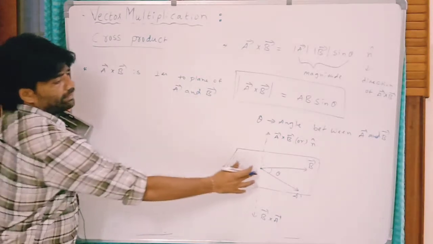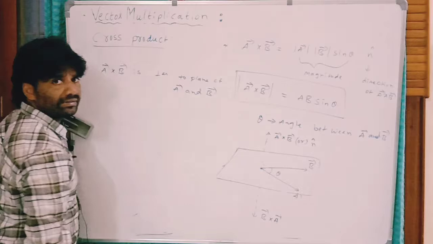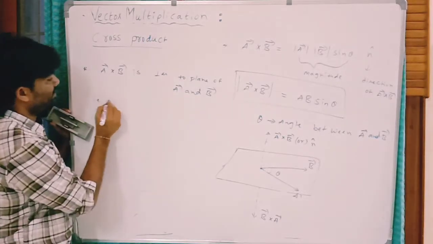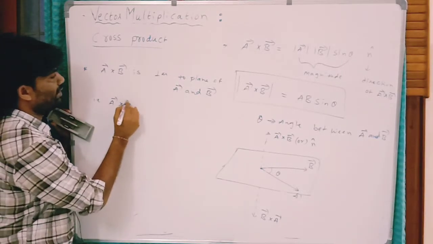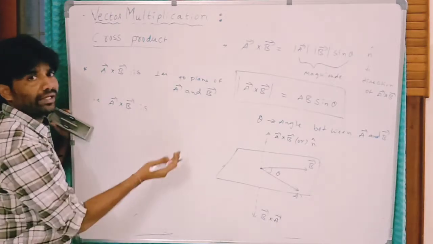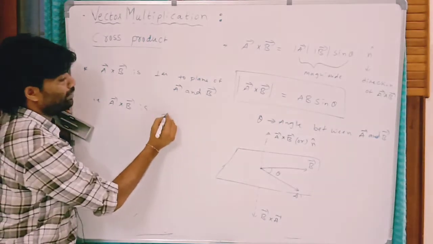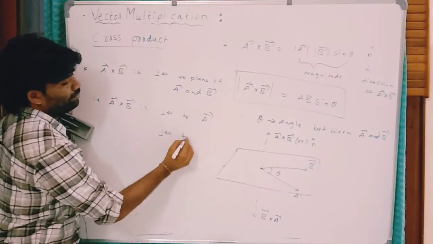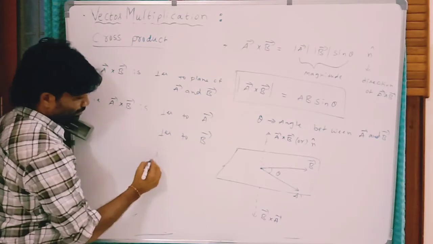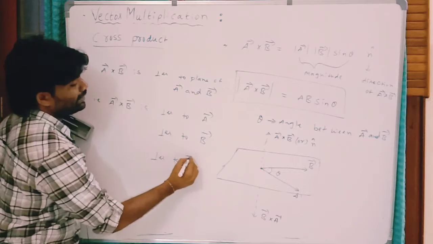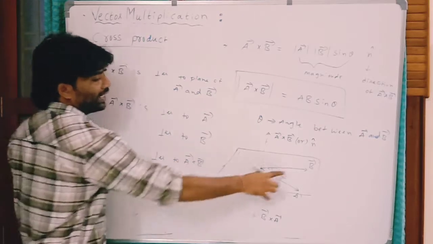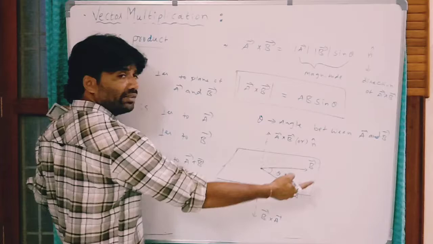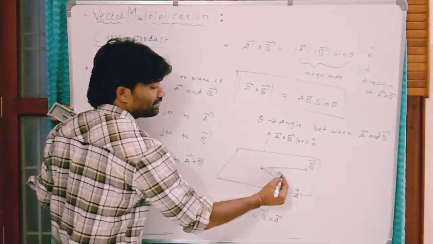So A cross B is perpendicular to the plane of A and B, right? It means what? That is the A cross B vector. A cross B is a new vector. That vector is perpendicular to A vector, perpendicular to B vector, and also perpendicular to A plus B also. If you add these two vectors, that resultant vector lies in the same plane of these two.